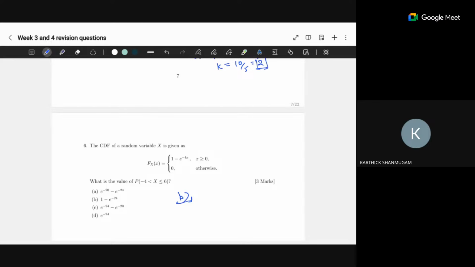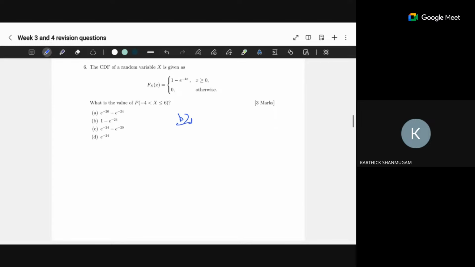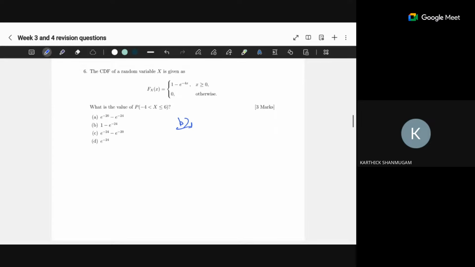Should I solve it or should I wait? No, we can proceed. We can solve it. Okay. So we need to find the probability that my x is going from this. This is a CDF, right? CDF of a random variable, and this is a continuous thing. So I can say that it is F of 6 minus F of -4.